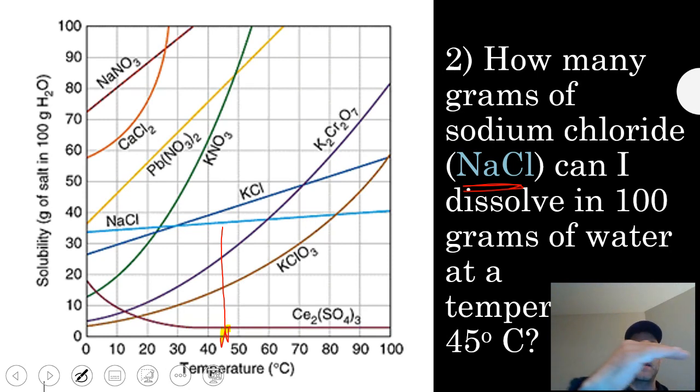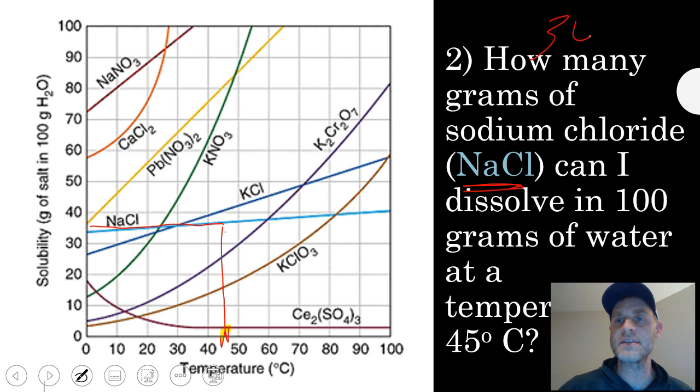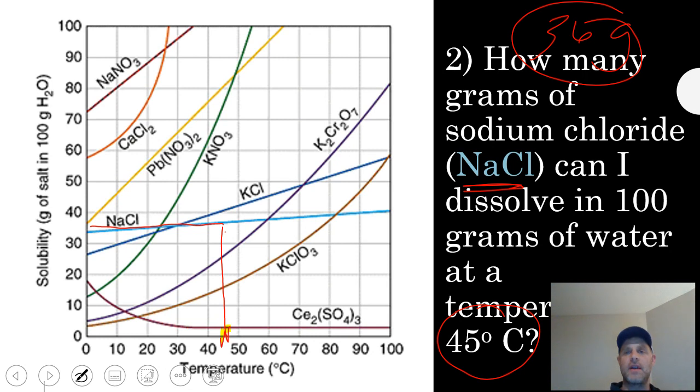And then I'm going to take it across right at that spot. Somewhere in there, I would say 36, 37 grams. So if I have 100 grams of water at 45 degrees, I can dissolve 36 grams. That's the solubility. That's when I've got max capacity.